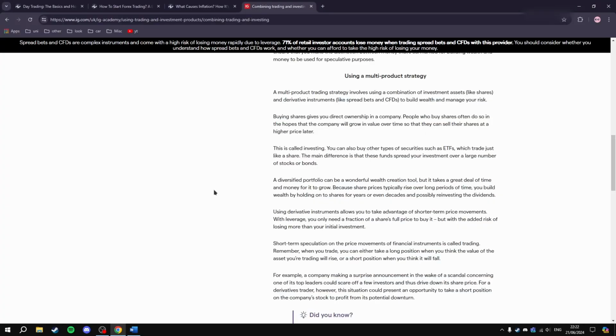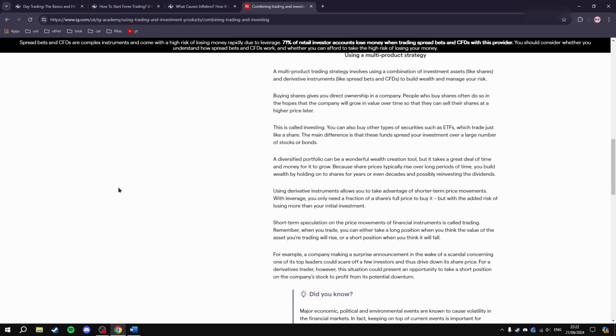Using a multi-product strategy. A multi-product trading strategy involves using a combination of investment assets like shares and derivative instruments like spread bets and CFDs to build wealth and manage your risk.